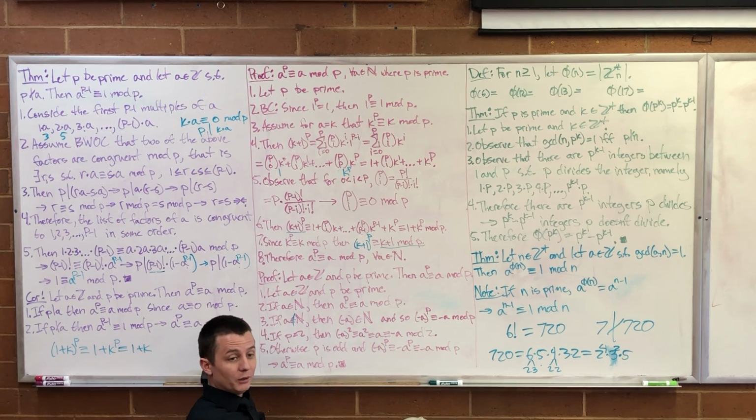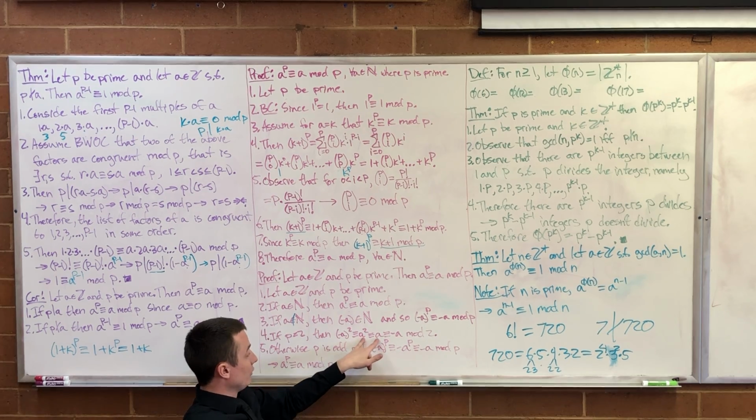First we did, way back, an even times an even is an even. An odd times an odd is an odd. So a and a squared have the same parity, so they're congruent mod 2. So that's how I'll justify going from a squared to a.